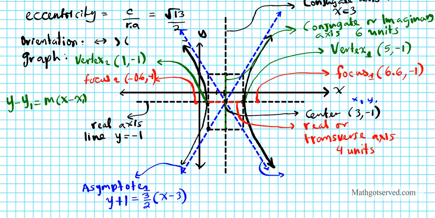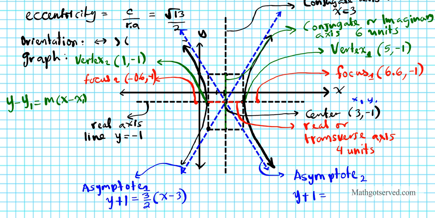Now this one right here is going to be asymptote 2. So same procedure: y minus y1 equals m times x minus x1. It's basically the same equation with the opposite slope. So let's just do the whole procedure again. We have y minus y1. y1 is negative 1, so if we subtract negative 1 from y, it becomes the same thing as adding 1. So y plus 1 equals.